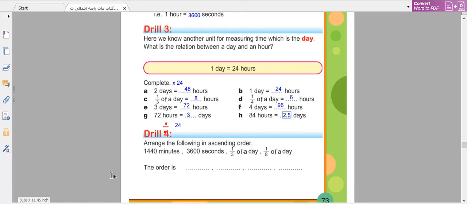The last one, arrange the following in ascending order. In ascending order, we have to change all of the units to one standard unit. We can make it all minutes, we can change it all to seconds, we can change it all to days. It's up to you. We can change it to hours. Let's see here.